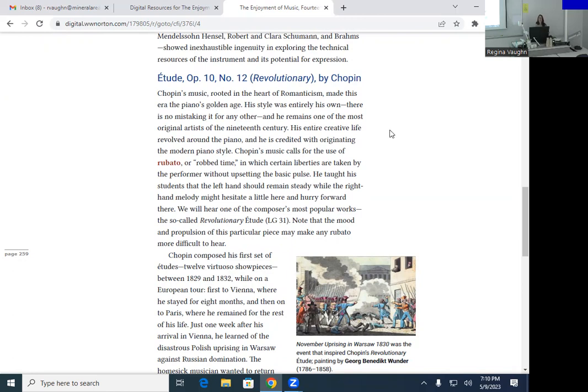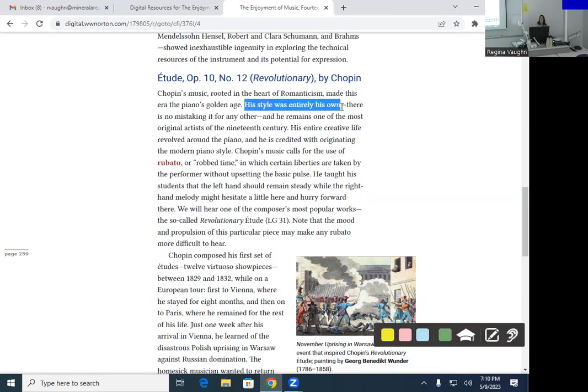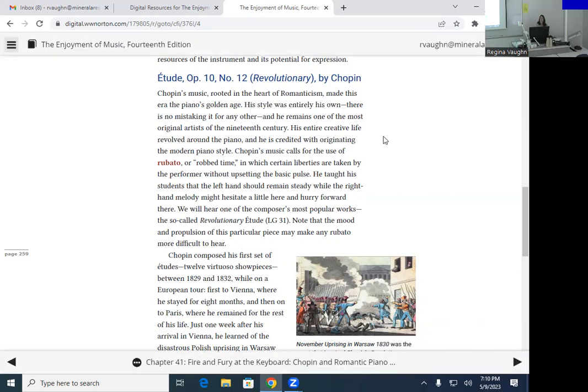Chopin's music is the heart of Romantic piano construction. It's the piano's golden age. His style is entirely his own. He does not sound like anyone else. He didn't try to sound like anyone else. His entire creative life revolved around the piano. And he is credited with originating many of the things that we do on piano now.